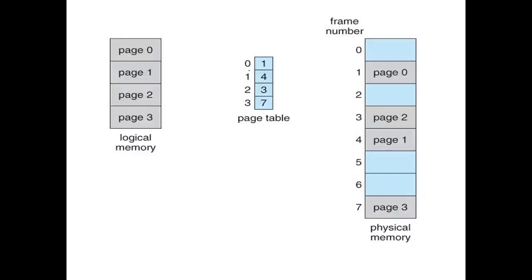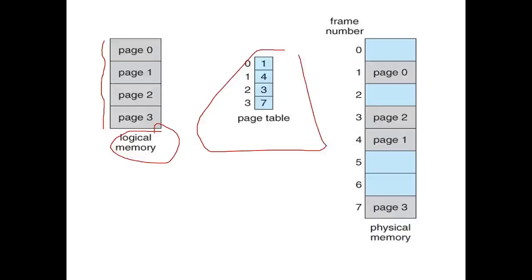So in frame number 2 page 1 is placed, in frame number 3 page 2 is placed. And as I told you, there is a page table also. With every process there is a page table. These are the pages in the secondary memory, which we call logical memory. Now you can see this is the page table of a particular process, and this is the physical memory, main memory, where these pages are placed.